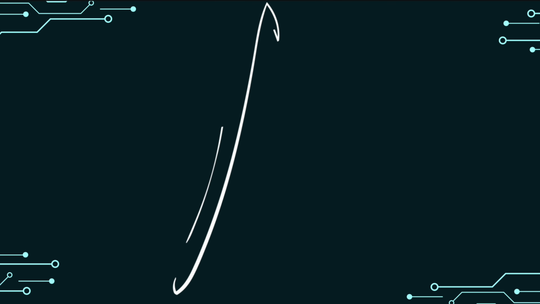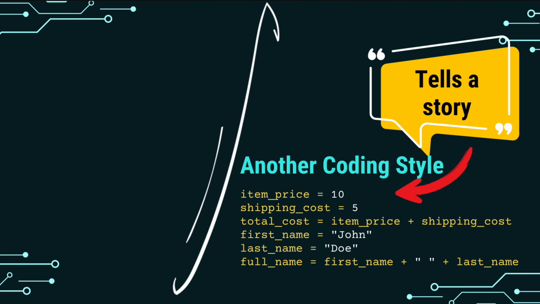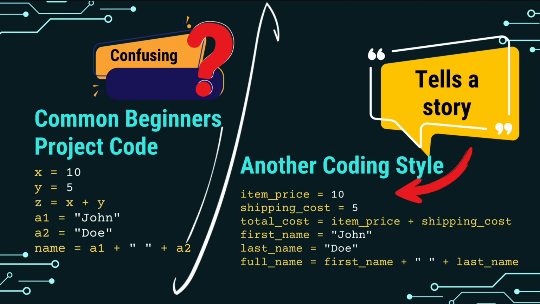Putting them side by side, the difference is night and day. The code on the left is confusing and requires you to guess or remember what each variable holds. The code on the right, the one that uses a descriptive coding style, tells a story. You can read it and understand the programmer's intent instantly. This is the quality we want to strive for in our own code.